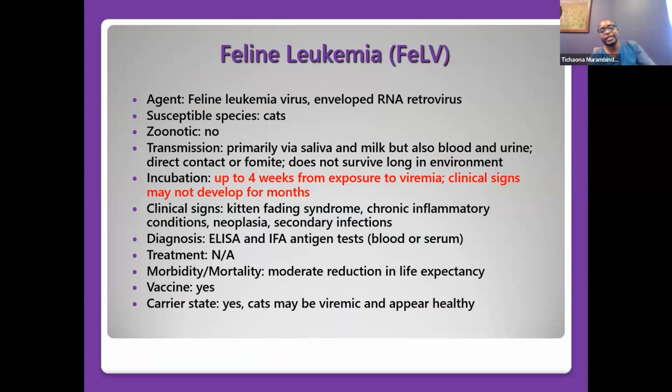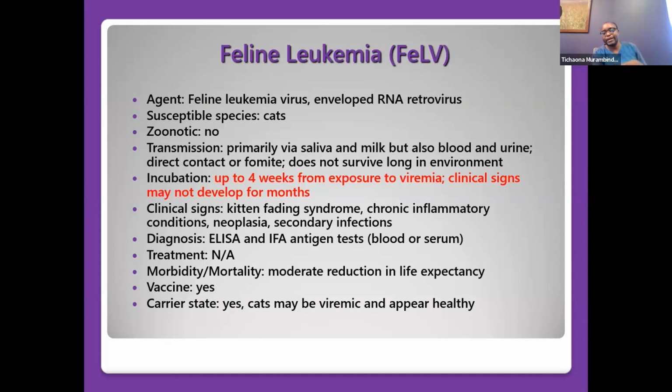Okay, so feline leukemia virus is an enveloped RNA virus. We know that it's obligate intracellular as well, so it doesn't really stay out in the environment. So I'm not worried about serious disinfection because it doesn't stay outside the environment. So the cats are the ones which are mostly affected. It's not zoonotic. The transmission is primarily through saliva and milk.